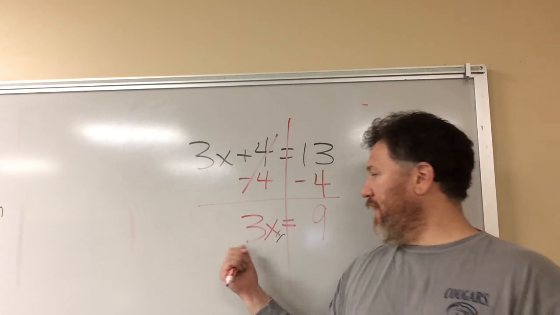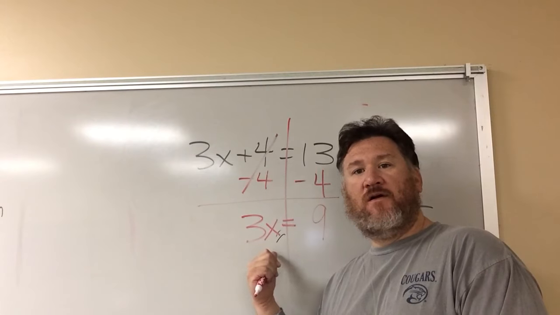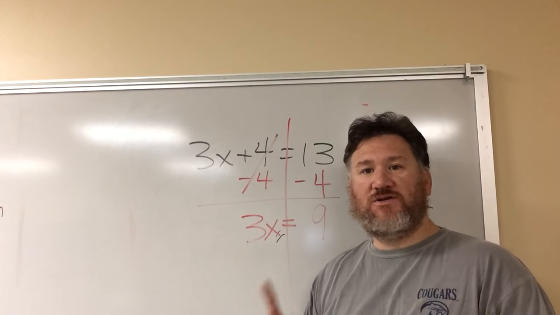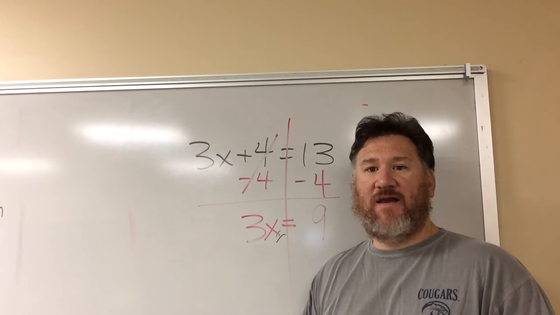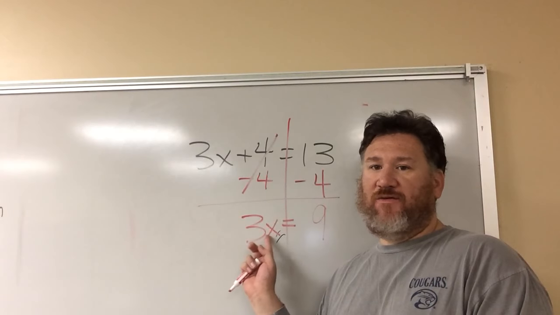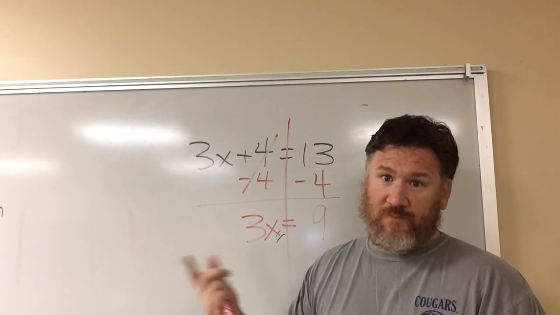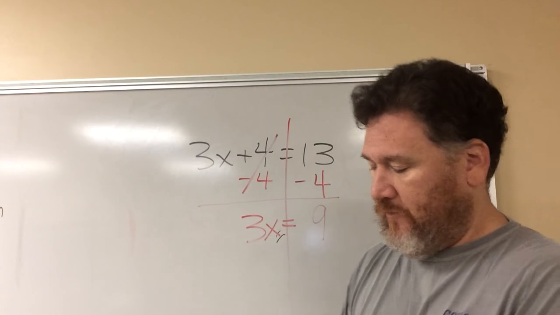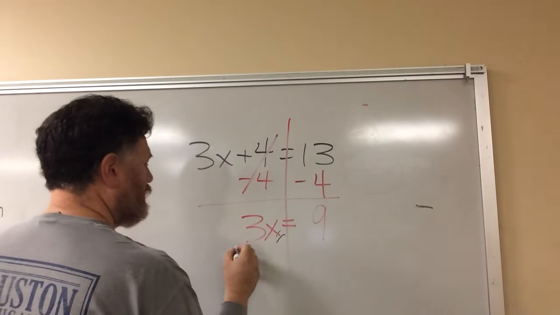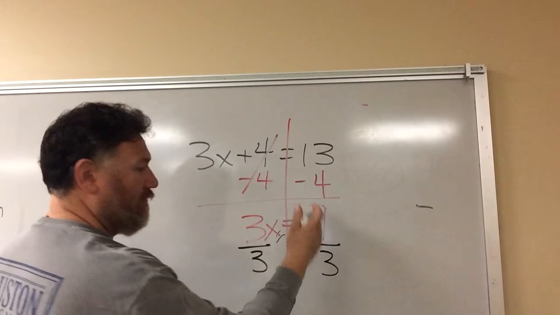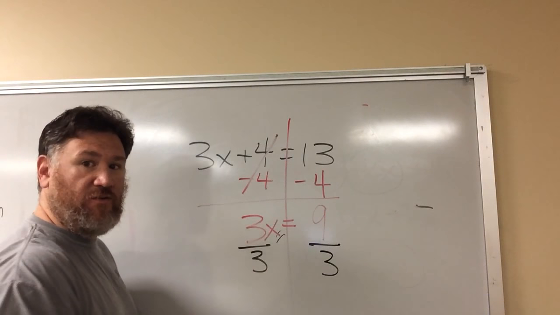So in the problem, we have 3 times x. In order for me to get this x by itself, I need to do the opposite, or the inverse operation of multiplying. I want to divide this by 3, because 3 divided by 3 will give me 1, and I have 1x. So I divide by 3. Have to do the same thing to both sides in order to keep the equation equal.